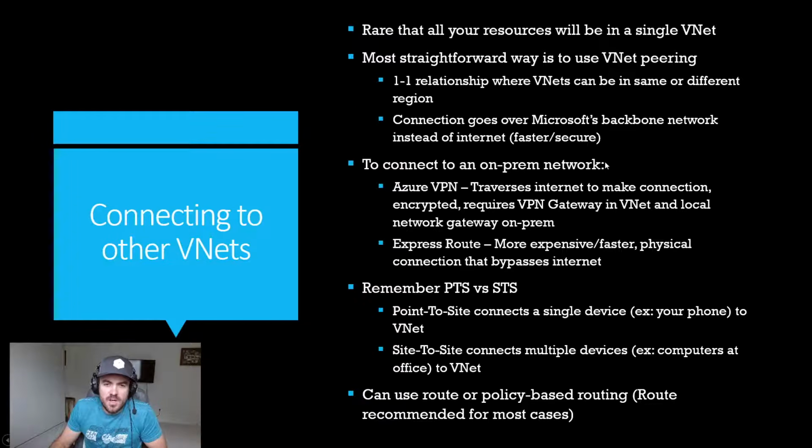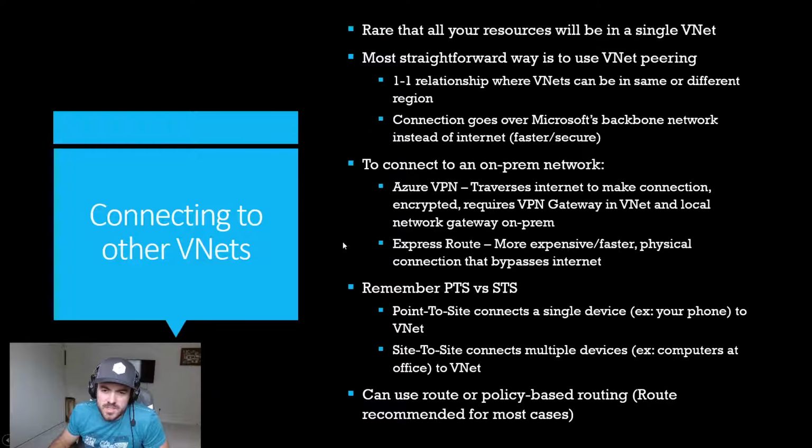To connect to an on-prem network, you need one of two things, I should say. You need either an Azure VPN, so a virtual private network, which, again, traverses the public internet to make the connection. It's going to encrypt your traffic that goes over the VPN. It requires a VPN gateway in the VNet, on the Azure side, and then a local network gateway in your on-prem data center. Okay, so those are the two points, if you will, that allow your VPN to tunnel back and forth.